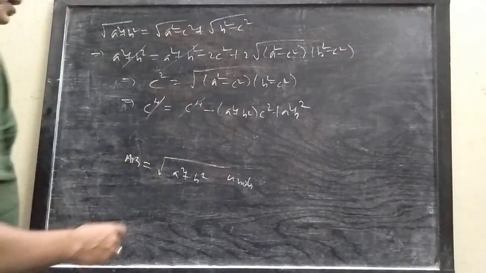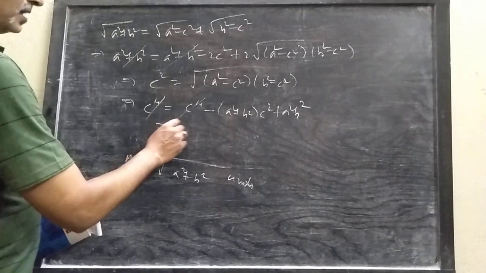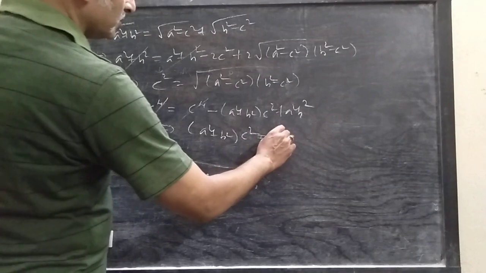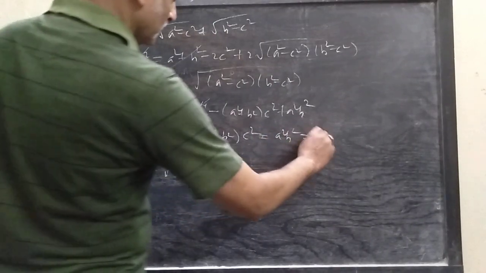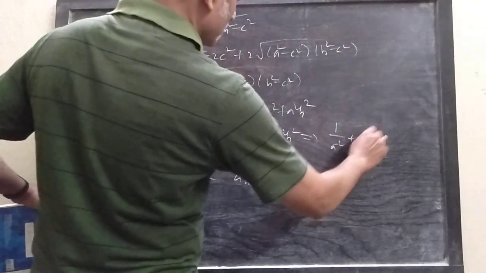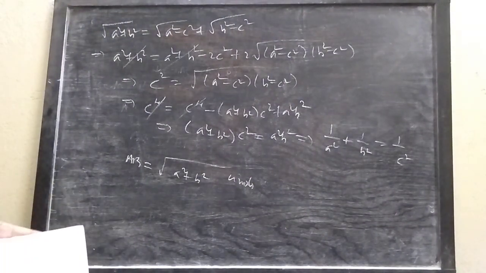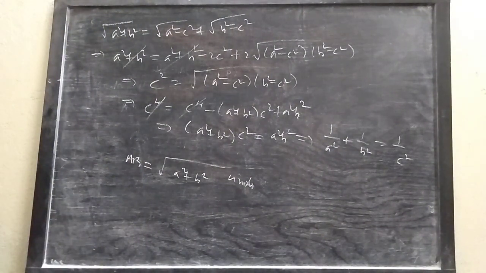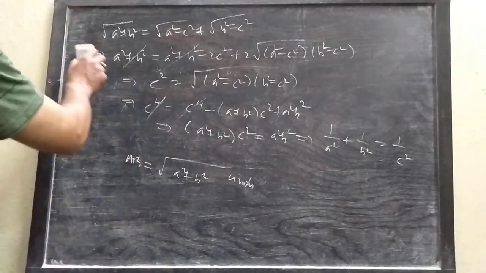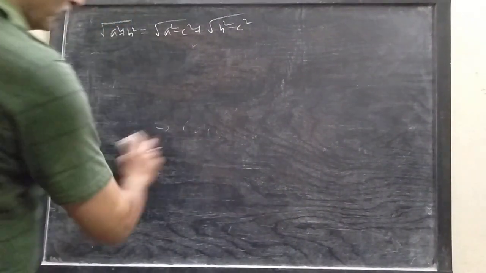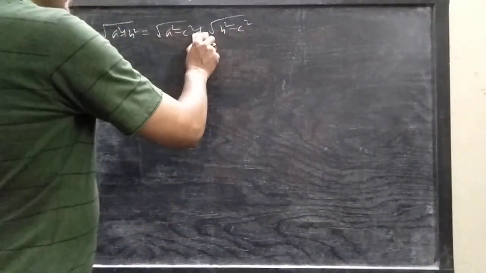c to the power 4 being cancelled, we get a square plus b square into c square equals a square b square. From this we get 1 by a square plus 1 by b square equals 1 by c square. We have proved the condition when the circles touch each other externally. Now, let us find the condition when they touch internally.